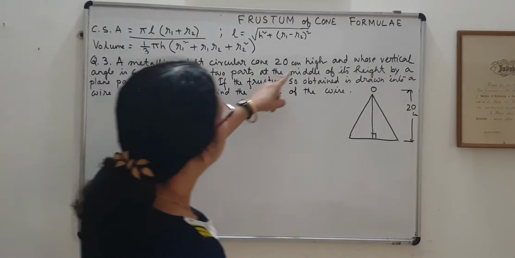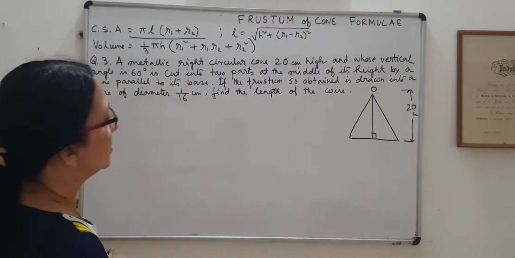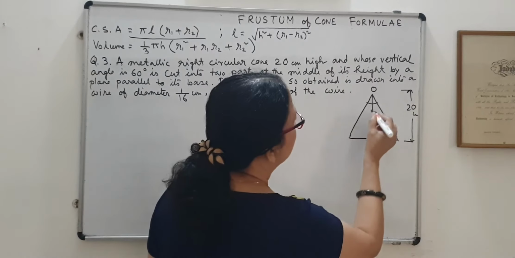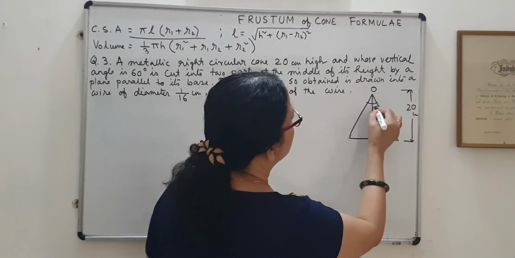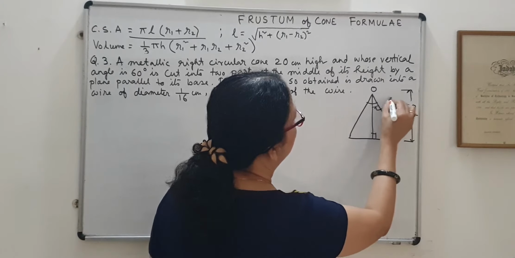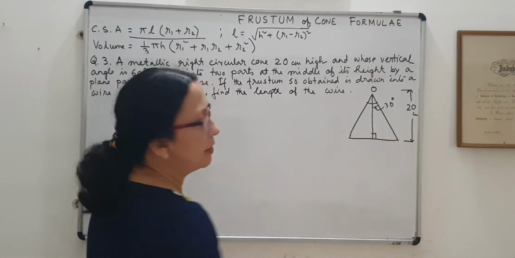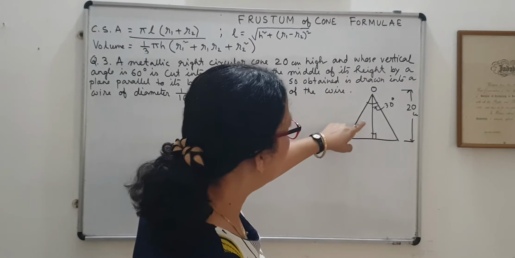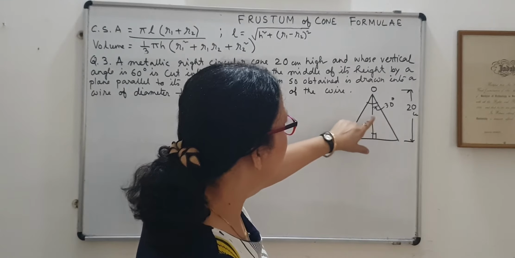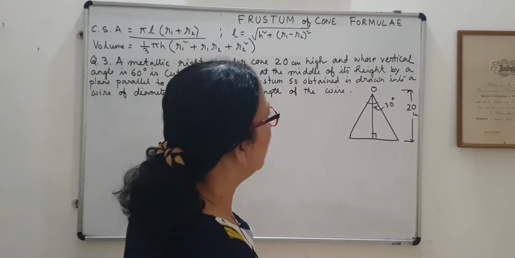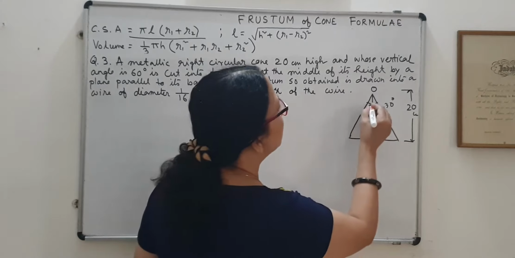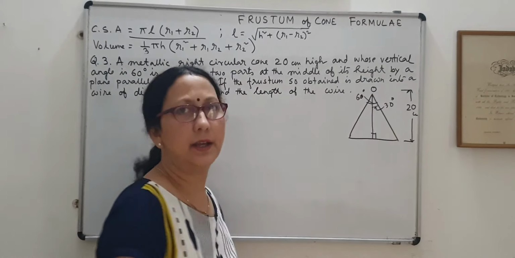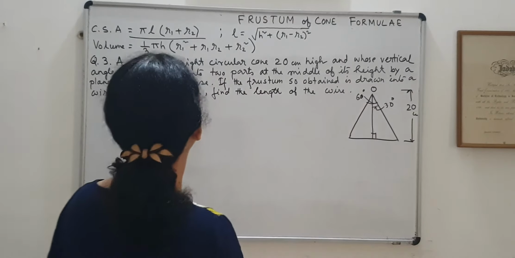And this vertical angle is 60 degree. That means this total angle is 60 degree. So half the angle will be 30 degrees. Why? Because these two triangles are congruent by RHS. Hypotenuses are equal, this side is common. So by RHS they are congruent, and by CPCT these two angles will be equal. So half of 60 is 30 degree, because the vertical angle is 60 degree. So the semi-vertical angle will be 30 degree.